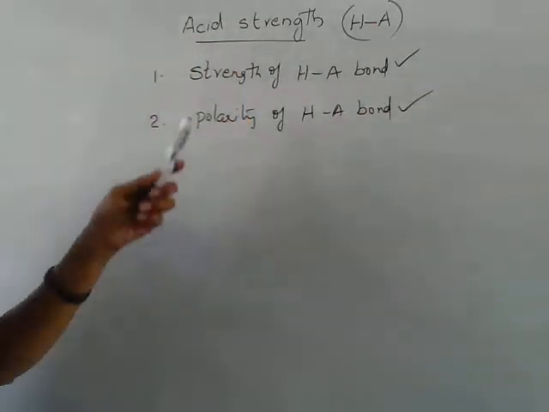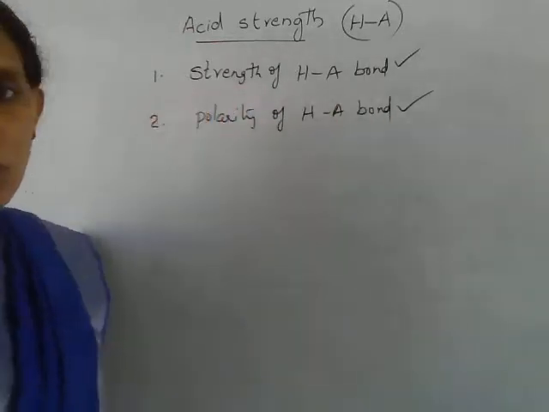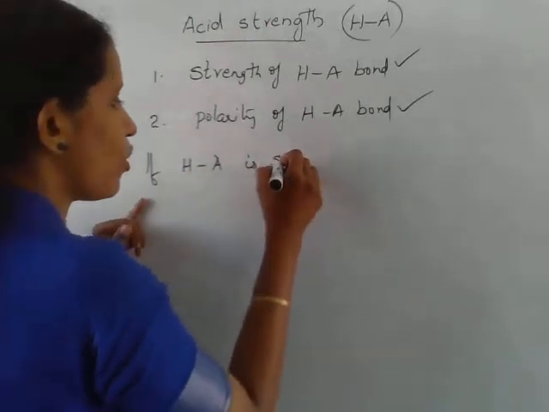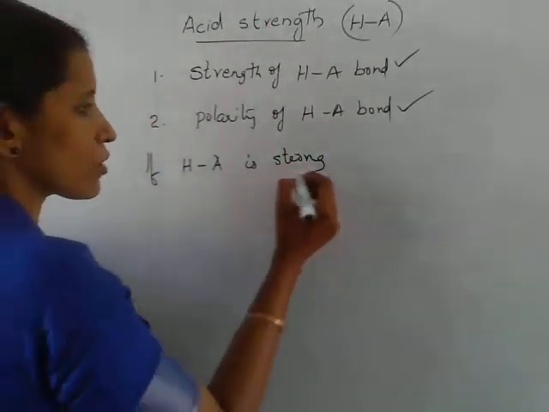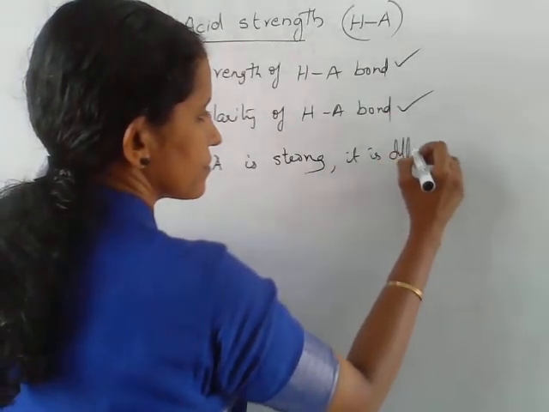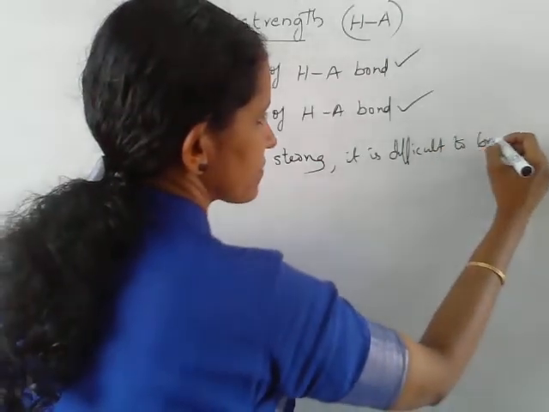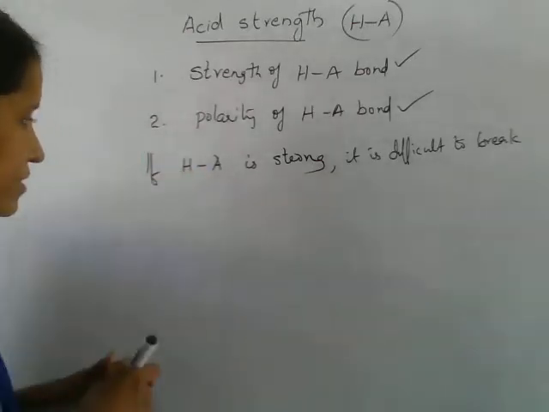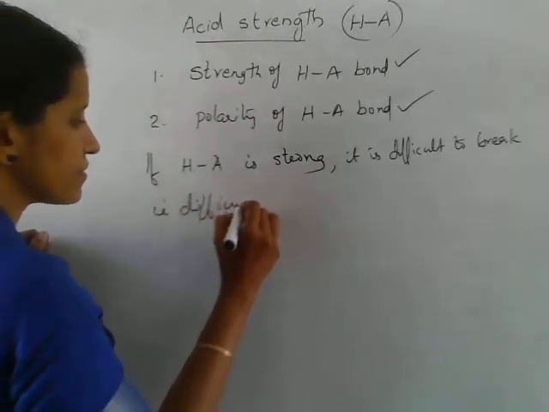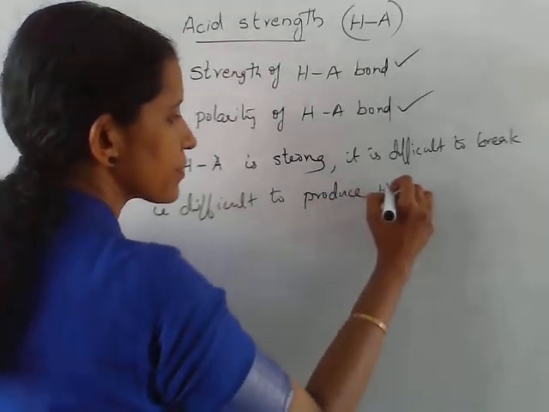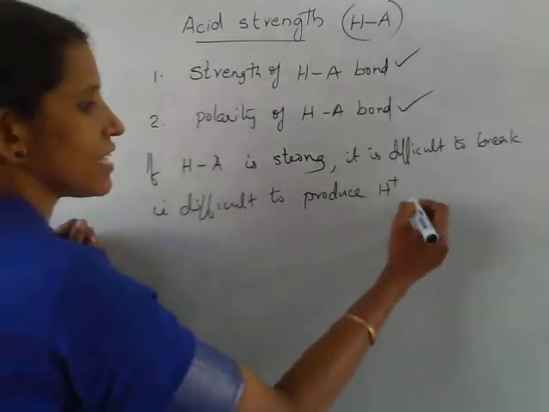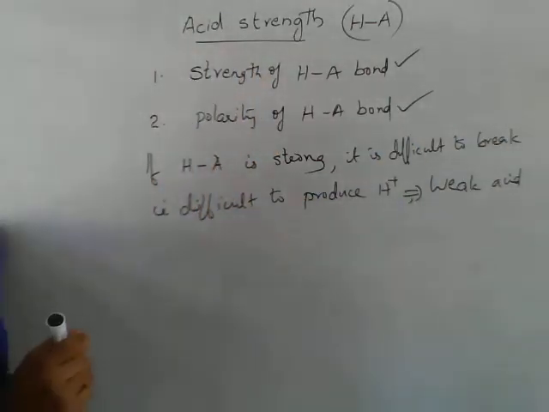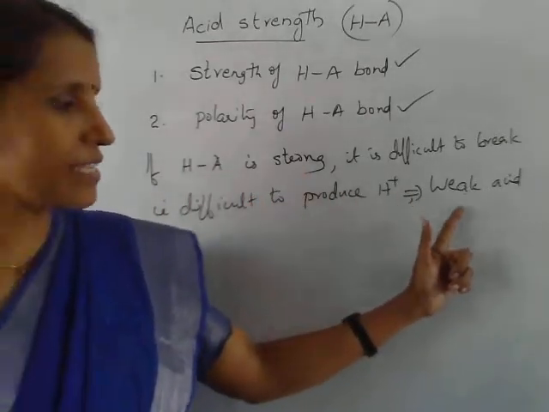So let us take strength of the HA bond. How does the strength of the HA bond influence acid strength? If the HA bond is strong, the bond strong means it is difficult to break. Difficult to break the bond, right? If the bond is difficult to break, the formation of hydrogen ion will be difficult, that is, difficult to produce H plus ion. If it is difficult to produce H plus ion, it is a weak acid. That results in weak acid. Acid strength will be less. That means, if the HA bond is strong, the acid is weak.